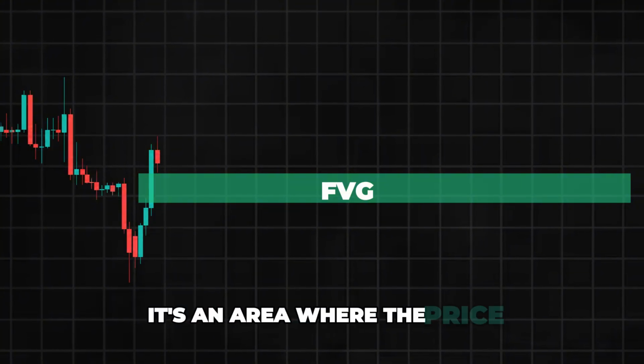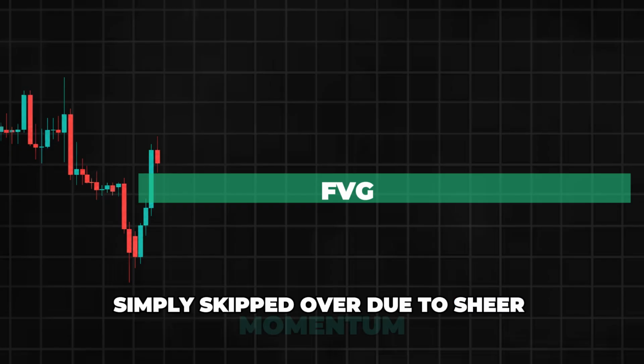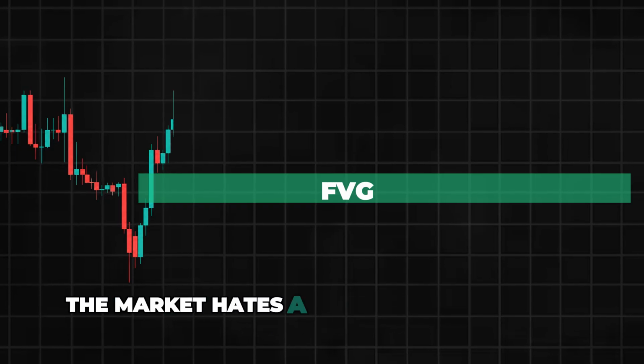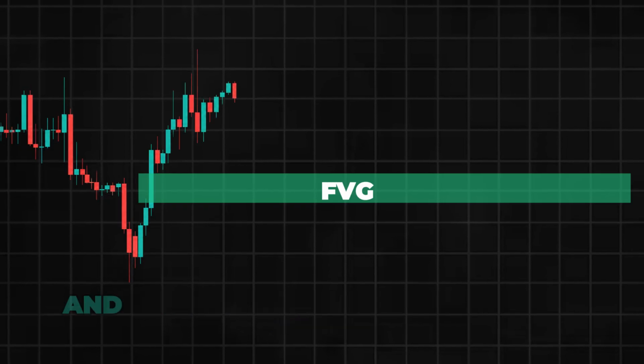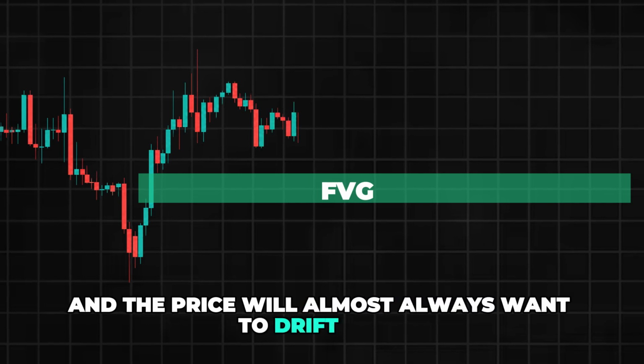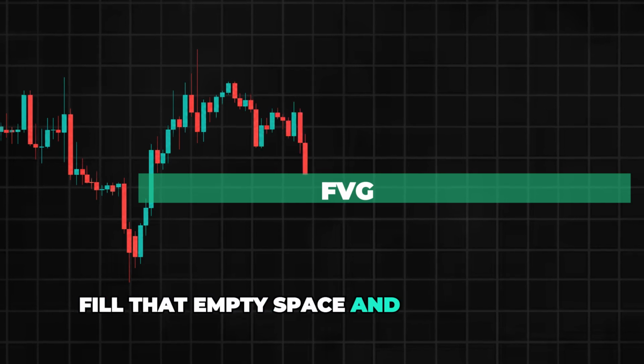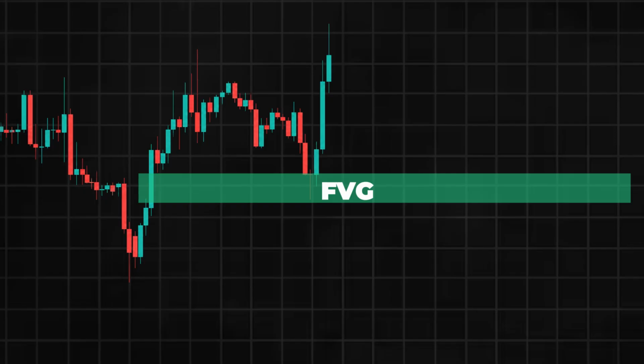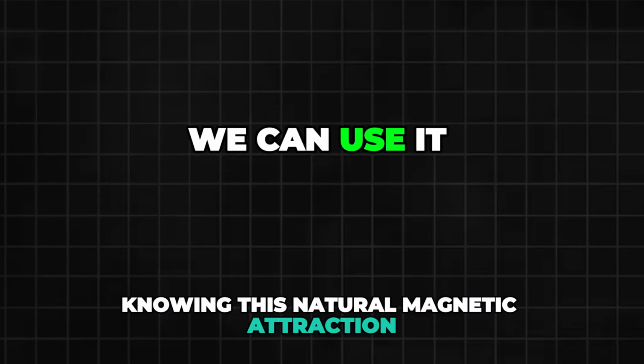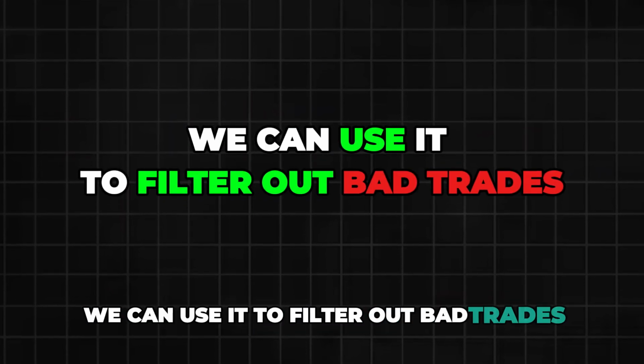It's an area where the price simply skipped over due to sheer momentum. The market hates a vacuum. It acts like a magnet, and the price will almost always want to drift back, fill that empty space, and then resume its overall trend. Knowing this natural magnetic attraction, we can use it to filter out bad trades.